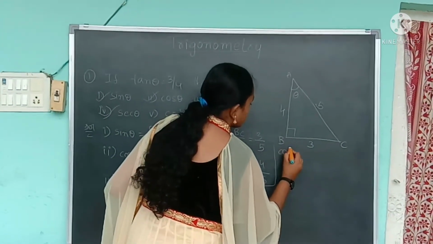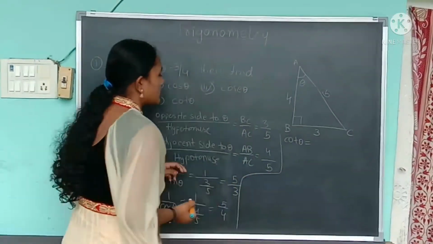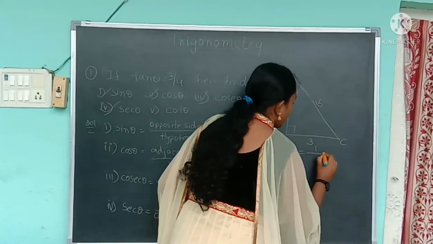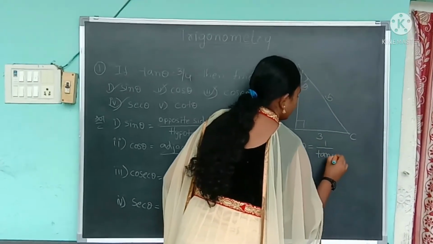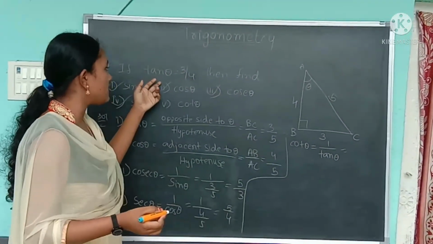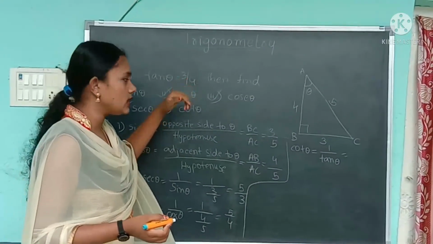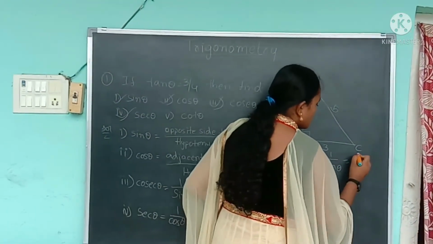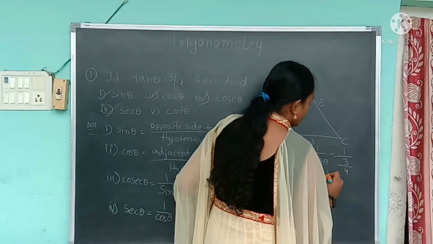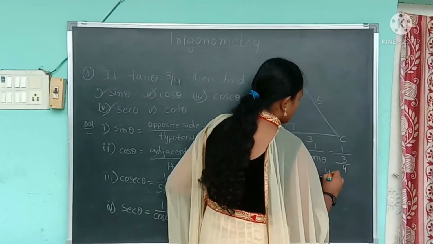And now cot theta. What is the value of cot theta? Cot theta is the inverse of tan theta, so 1 by tan theta. What is the value of tan theta? It was already given in the question, tan theta is equal to 3 by 4. Substitute this: 1 by 3 by 4 will become 4 by 3.